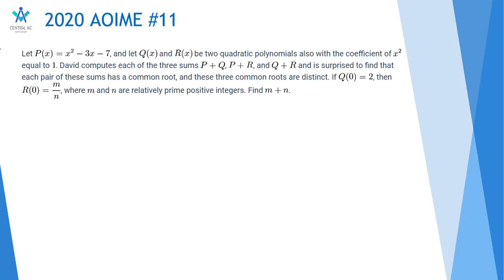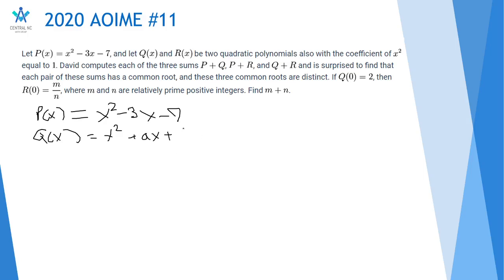So before we start, let's just write out all the quadratics. So we get P of x, which is given to us as equal to x squared minus 3x minus 7. And we also get Q of x is equal to x squared, we'll let the x coefficient be a because we do not know that coefficient. But we do know that Q of 0 equals 2, so the constant term is 2. R of x is equal to x squared plus bx plus c, because we don't know any of these coefficients. They're not given to us except for the first one.